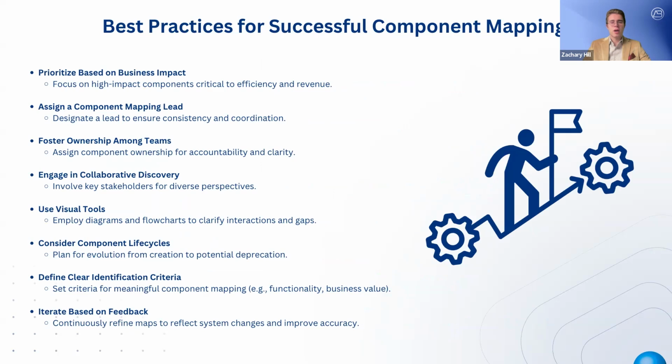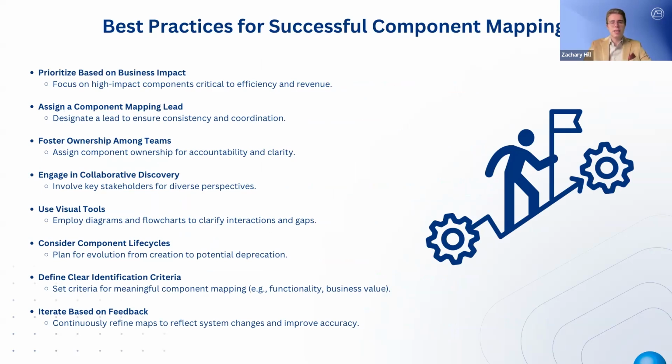Successful component mapping requires clear strategies. Start by prioritizing high-impact components that are most critical to business efficiency and goals. Assign a mapping lead to coordinate that process and ensure alignment. Encourage team ownership by assigning responsibility for specific components. During discovery, collaborate with stakeholders to gain diverse insights and ensure all components are identified.